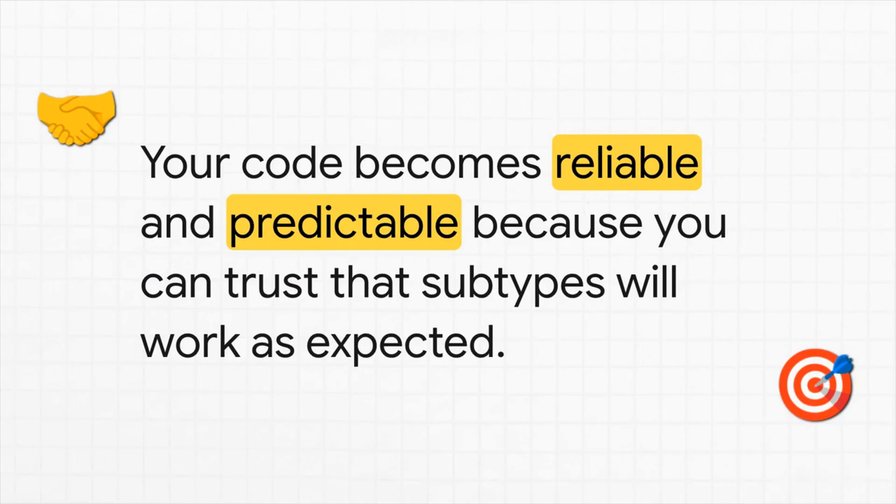So why does this matter? Well, it builds trust into your system. It means you can use any subclass with confidence, knowing it won't suddenly misbehave or crash your application. It's all about creating reliable and predictable code.